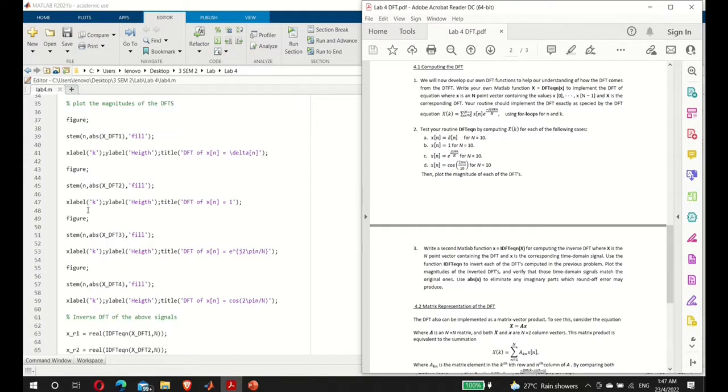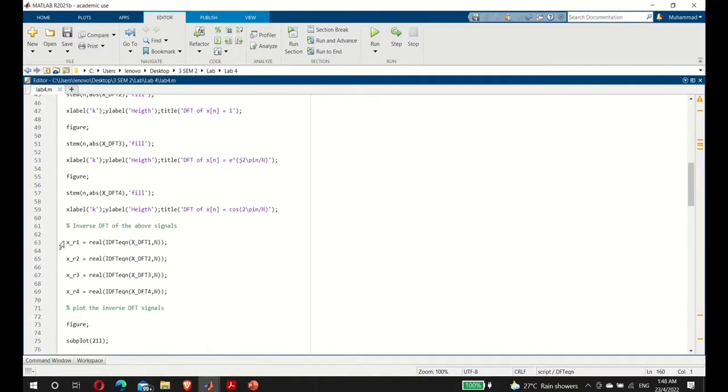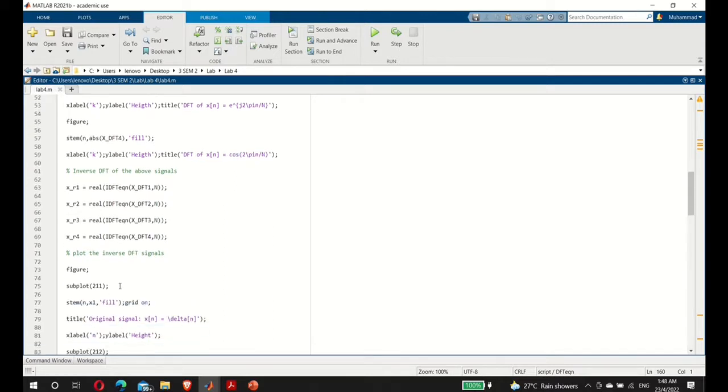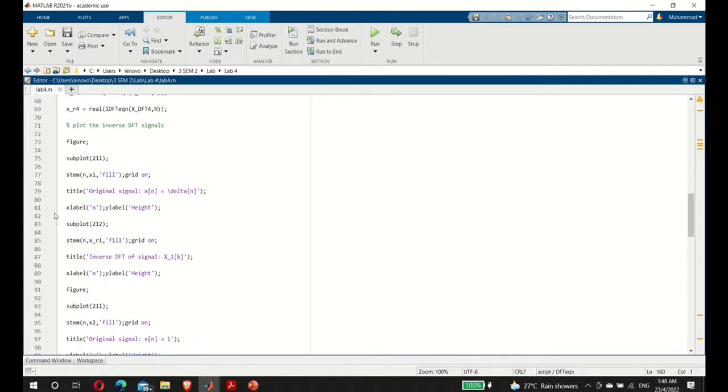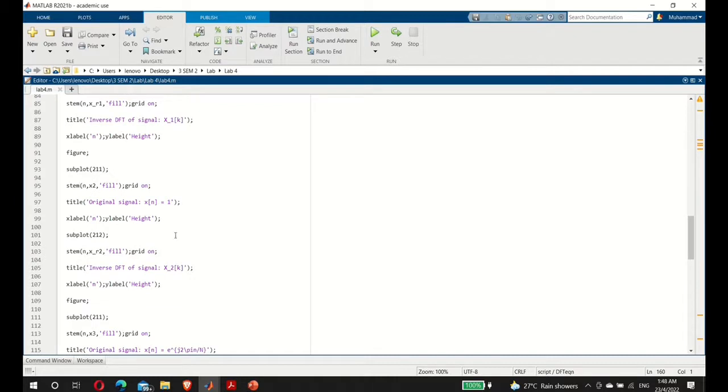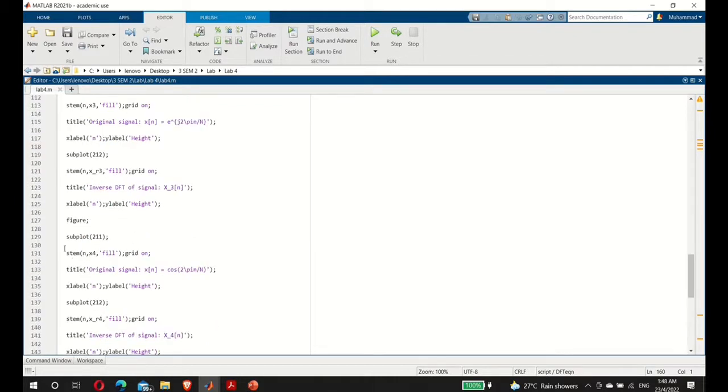Now it's time to produce the graph to see the output. First for x1, then x2, x3 and x4. For the inverse cases, we define them the same as above: x1 underscore r1, r2, r3 and r4. For the inverse DFT, using subplot, we have 4 signals to produce: first, second, third and fourth.